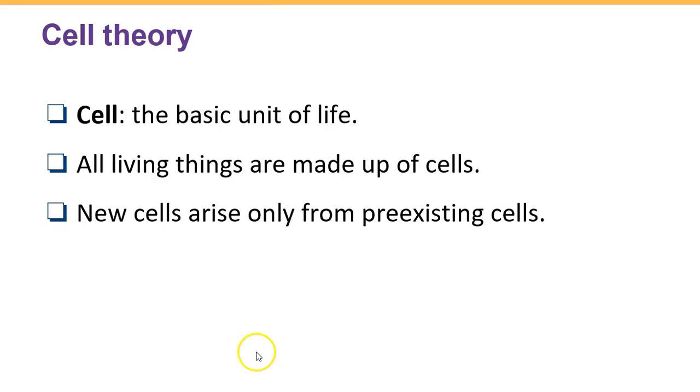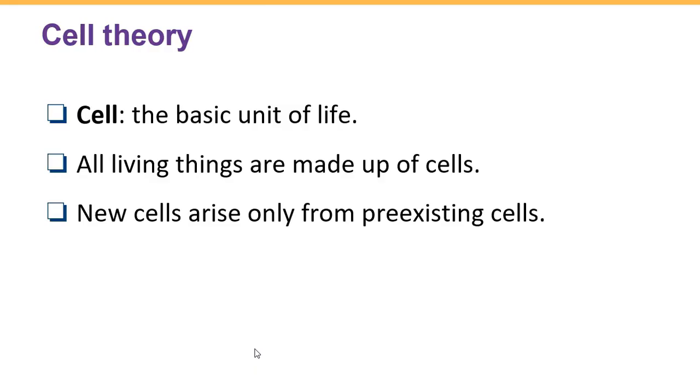Let's start with one of the most important ideas in biology, something we call the cell theory. Cell theory has three main points. It says the cell is the basic unit of life, all living things are made up of cells, and new cells arise only from pre-existing cells.